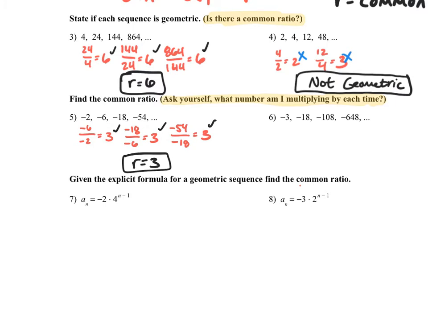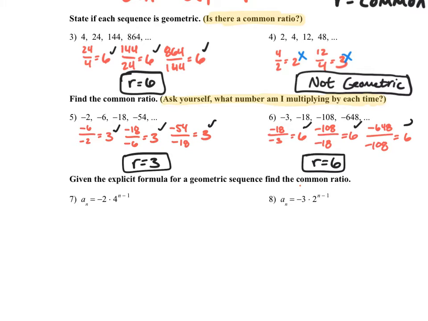All right. Same idea here for number 6. Negative 18 divided by negative 3 is 6. Negative 108 divided by negative 18 is what? 6. And then negative 648 divided by negative 108 is 6. Those are all the same, so it is geometric, and our common ratio is 6. Bam.